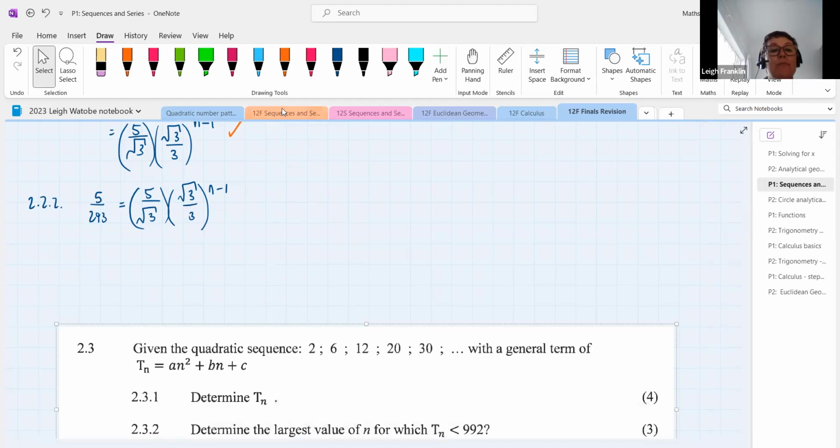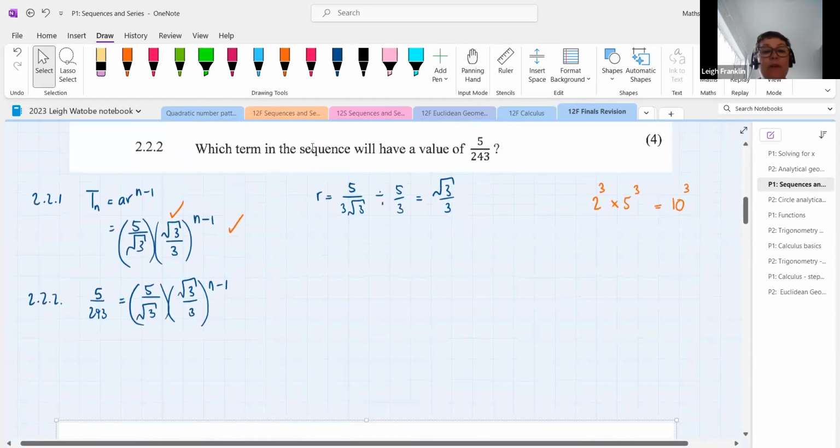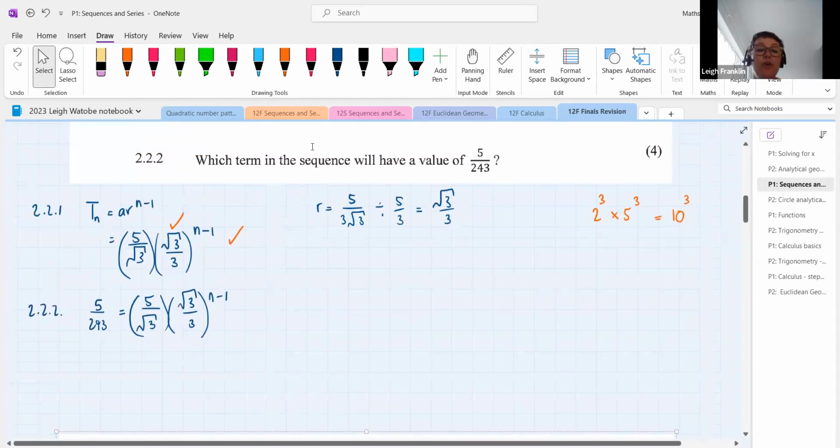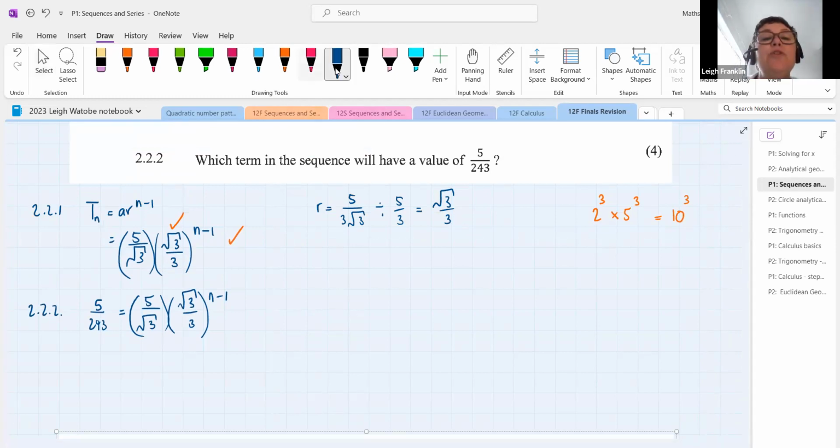Okay, so remember in this question, it says which term in the sequence. So remember, when a question says which term in the sequence, the words which term mean you are solving for the value of n. I'm going to let you guys try this. Okay.